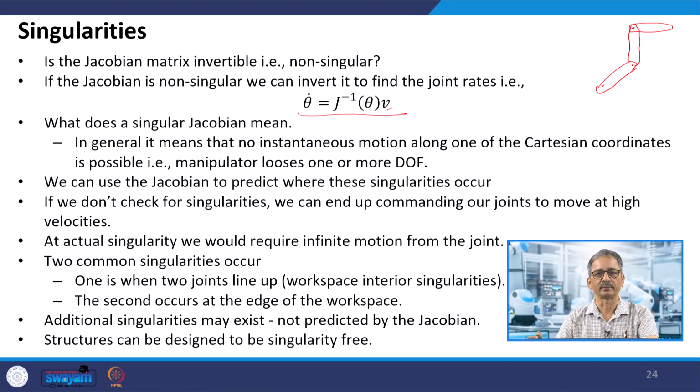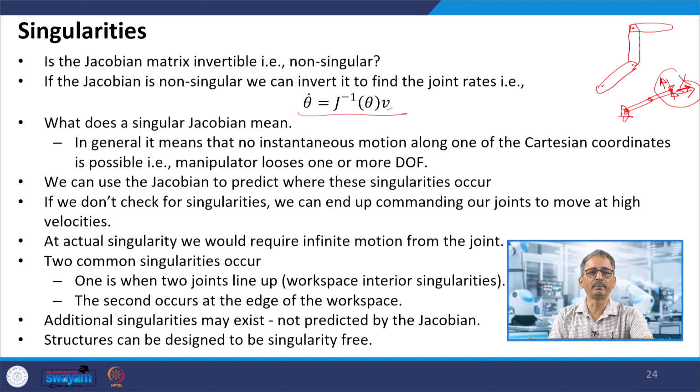the Jacobian interior singularity occurs. And the second is at the edge of the workspace. If you have a two link manipulator, then at the edge of the workspace you have the other singularity. Why do we call this a singularity? Because at the edge of the workspace, it cannot move in this direction. It can move only in this direction. So, effectively it has lost one degree of freedom. That is what we call the second singularity, which occurs at the edge of the workspace.